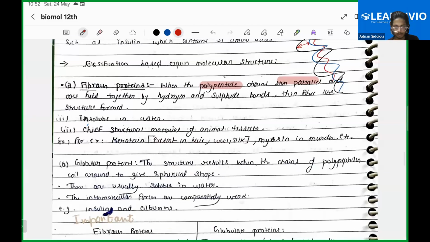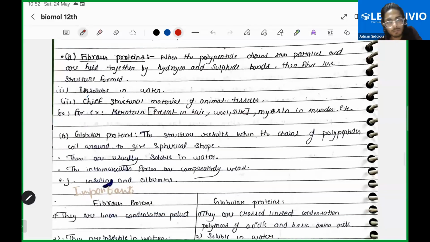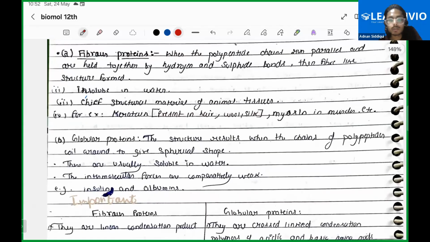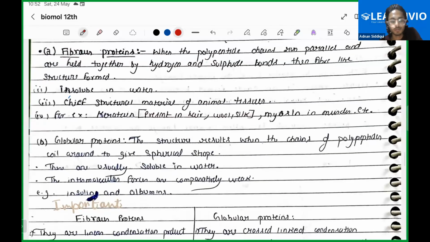What else do we have? They are insoluble in water. They are the chief structural material for animal tissue.